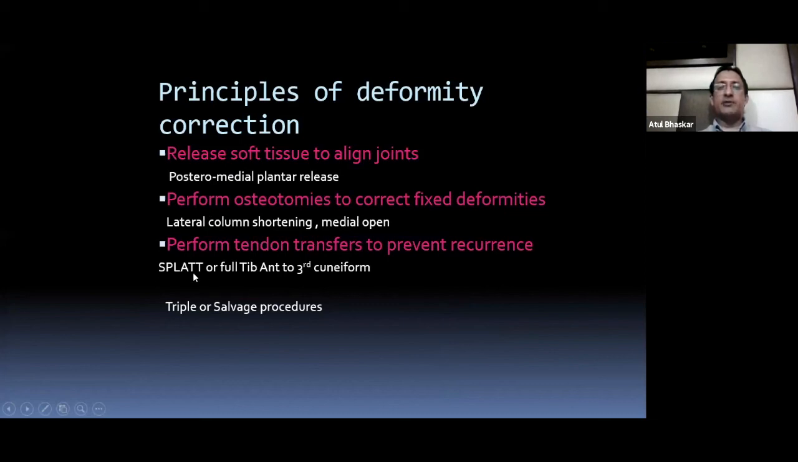Tendon transfer always follows a correction of the foot deformity. So if it's a rigid deformity, you correct that first and then do a tendon transfer, or you do it for a dynamic deformity, either a split or a complete tibialis anterior transfer to the third cuneiform. And lastly, you need to know some salvage procedures. So your Turco's release, whatever incision you take, you must be familiar with the Turco's release.